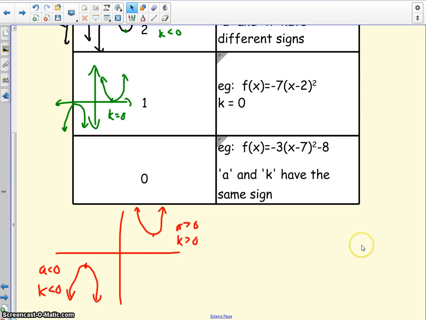So here's an example of one right here. In this case our vertex is at (7, -8), so somewhere down here in this quadrant, and we're opening down.